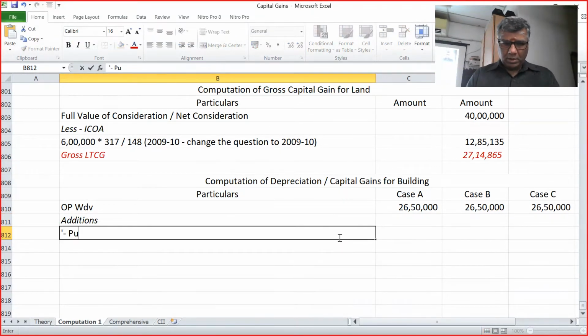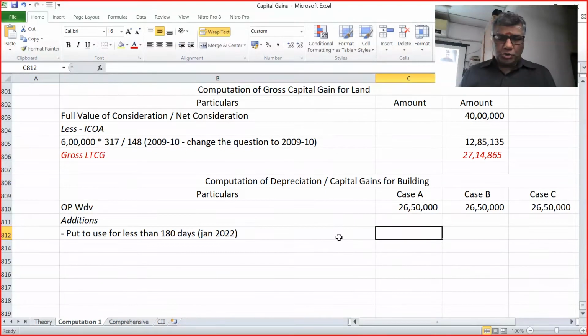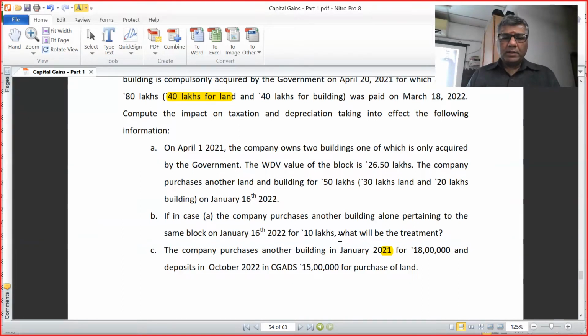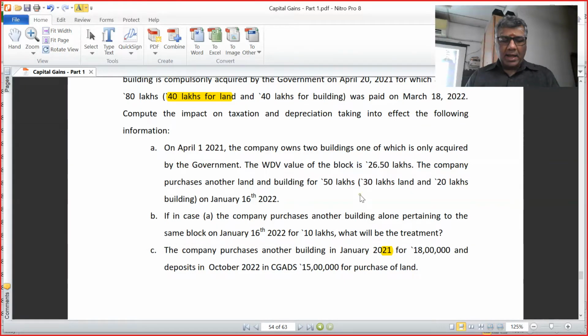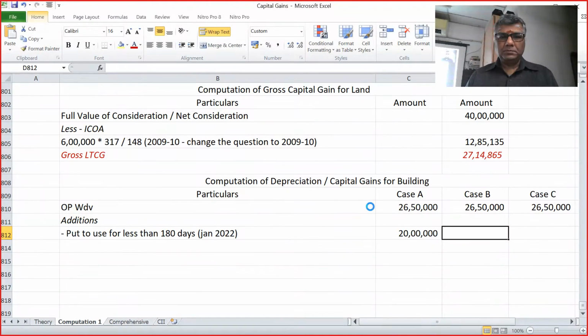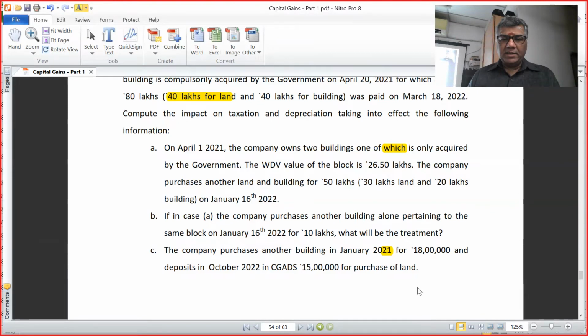Additions put to use for less than 180 days, because I have purchased it in Jan 2022, so it is put to use for less than 180 days. 20 lakhs in the first case, 10 lakhs in the second case, and in the third case, it is 18 lakhs.